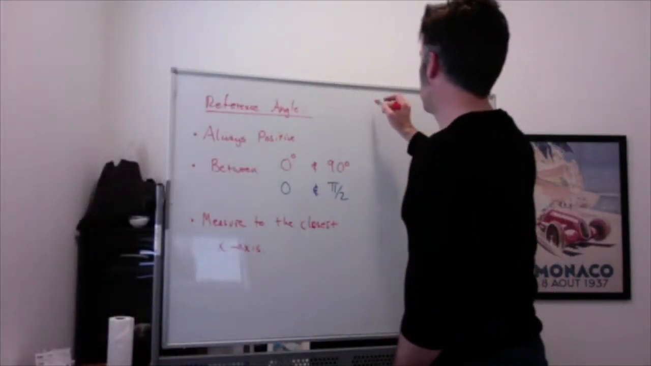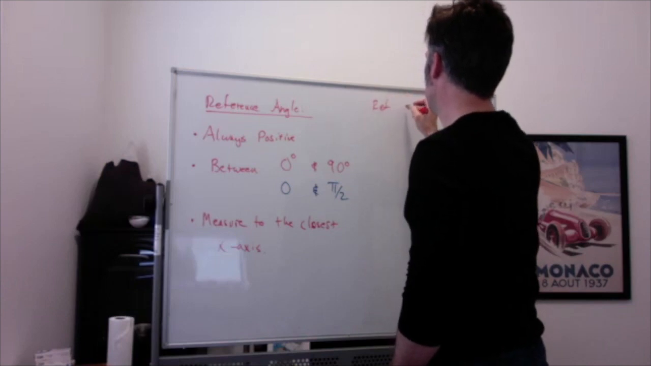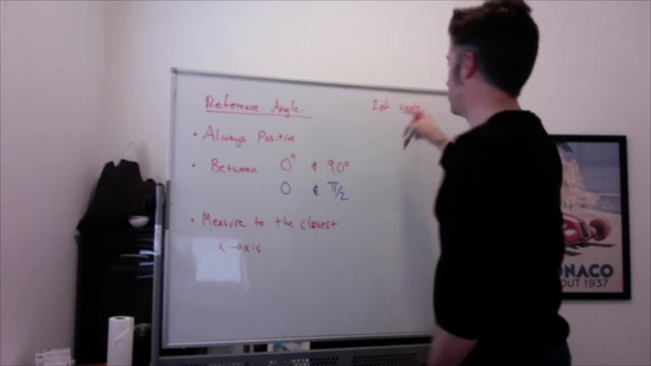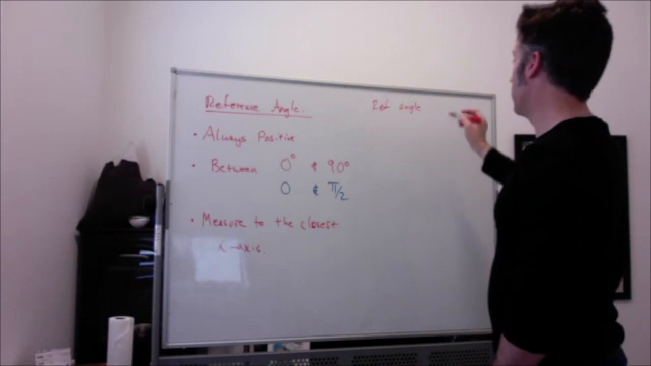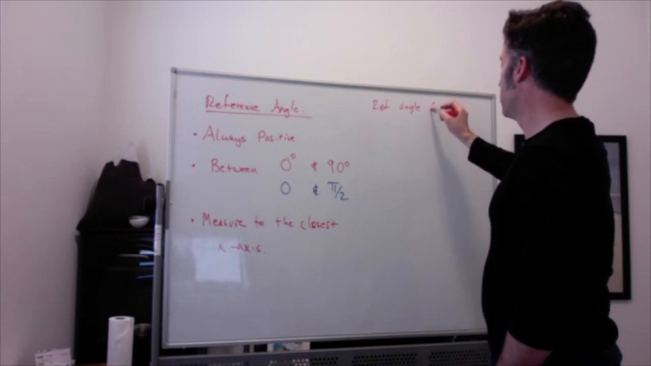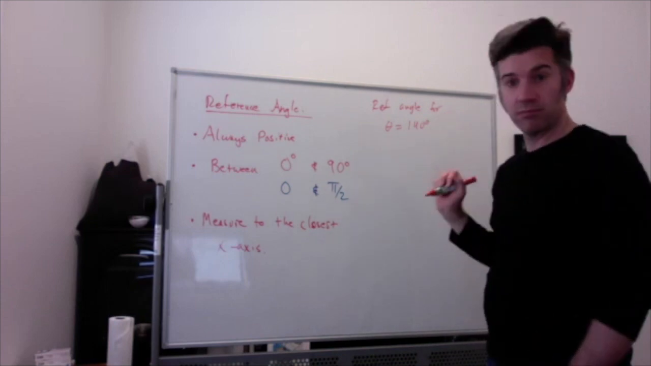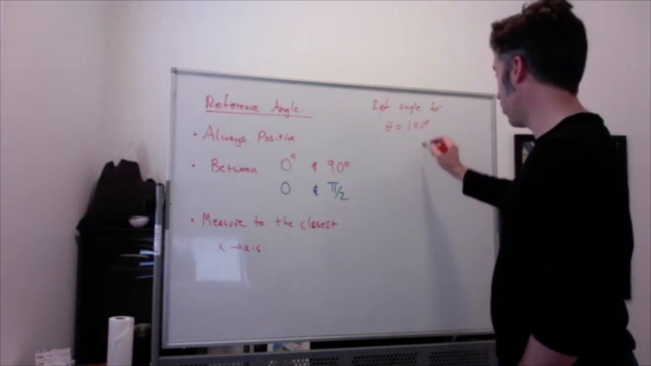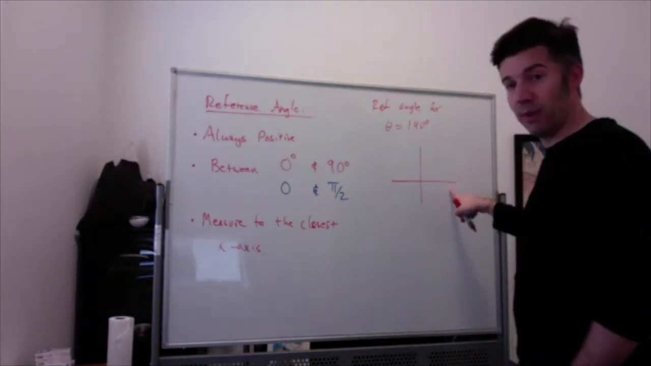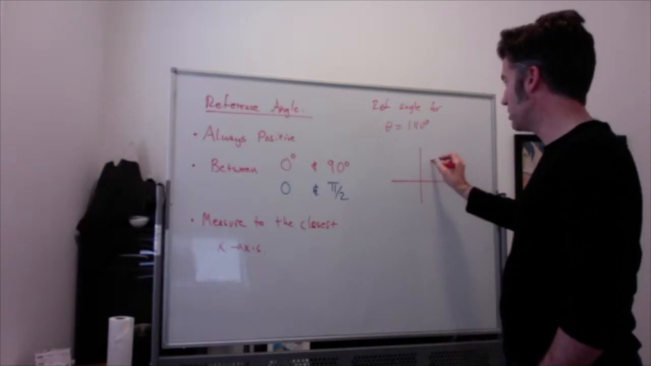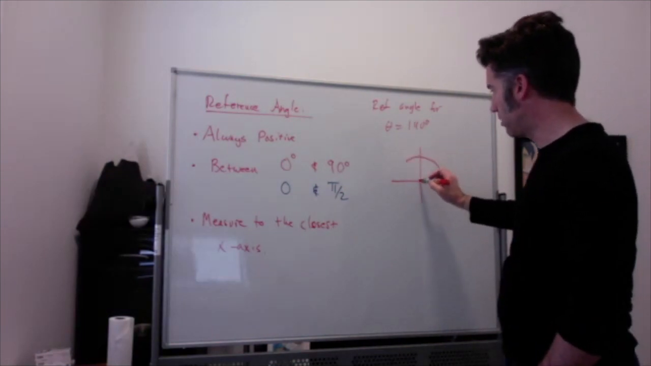So for example, I could say, what's the reference angle, which is often abbreviated as ref, what's the reference angle for theta equal to 140 degrees? Okay, I'm going to draw that. Start at the positive x-axis. There's 90, there's about 140.